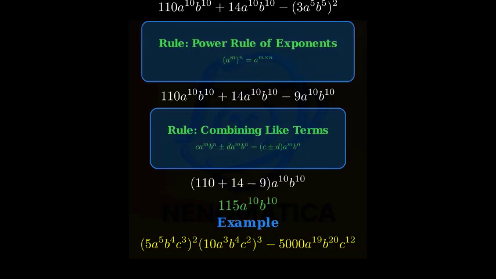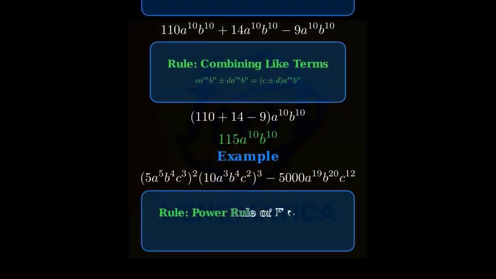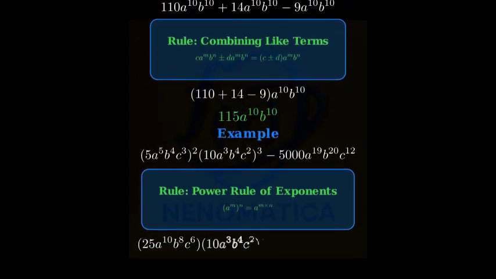5a to the 5th power b to the 4th power c to the 3rd power, all squared. When we raise a term to a power, we multiply the exponents by that power. For the coefficient 5, we square it to get 25. For the variable a, we multiply exponent 5 by 2, giving us a to the 10th power. For the variable b, we multiply exponent 4 by 2, giving us b to the 8th power. For the variable c, we multiply exponent 3 by 2, giving us c to the 6th power.